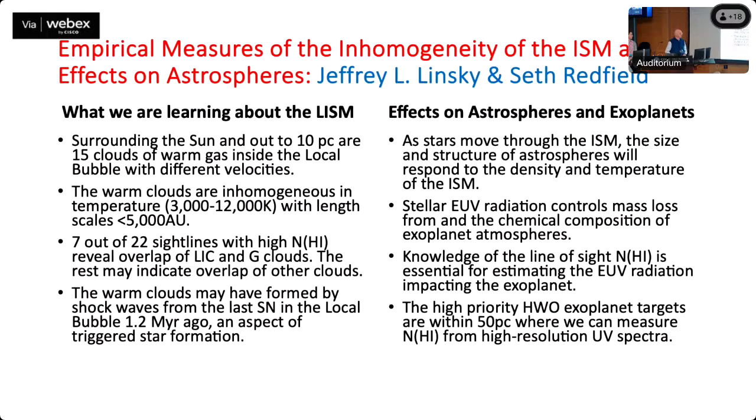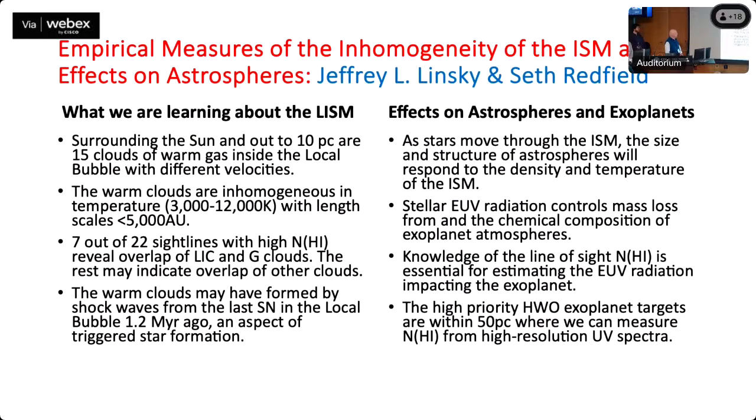They are inhomogeneous. The local interstellar cloud, for example, a region that's co-moving, has temperatures in the range of 3,000 to 12,000 degrees. And for the first time, we've been able to identify an upper limit to the inhomogeneity distance scale, which is 5,000 astronomical units, or less, or much less, it could be. We're also finding sight lines that have much higher hydrogen column densities than expected for that particular distance of sight line. And these are likely due to overlapping clouds, in particular the G cloud and the local interstellar cloud, but they may be many other clouds.